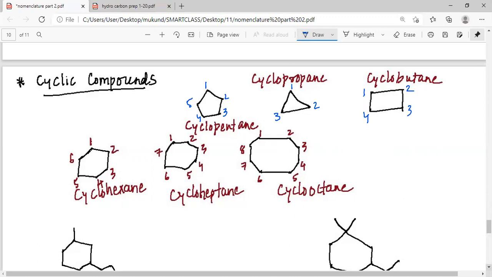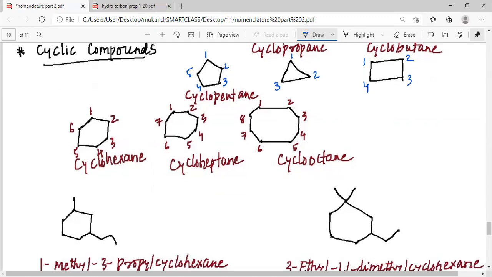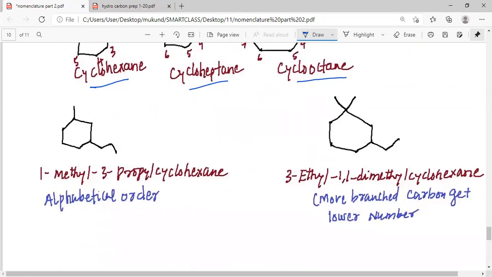The same way, my dear students, looking at the number of carbon, if 6 carbon, then we have cyclohexane. If 7 carbon, we have cycloheptane. On 8 carbon, we have cyclooctane. Now you can see, my dear students, that here we have cyclohexane.